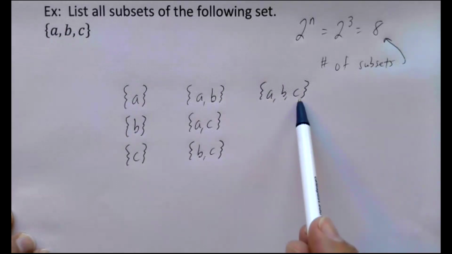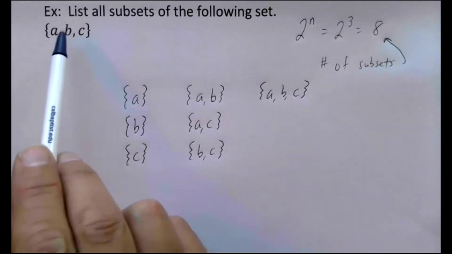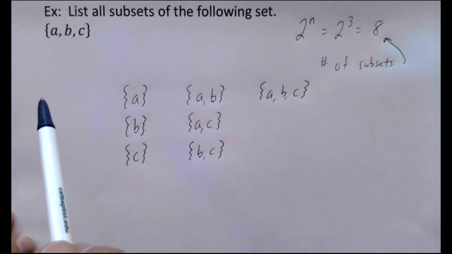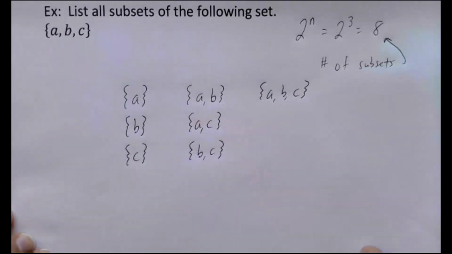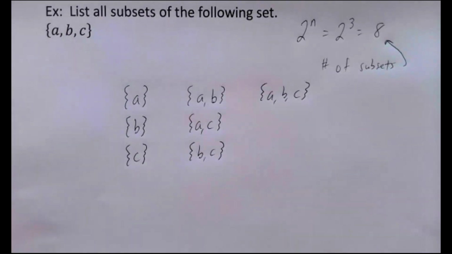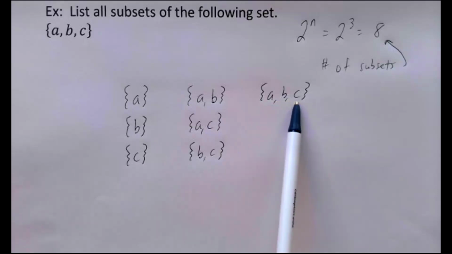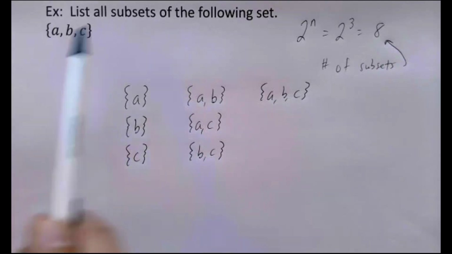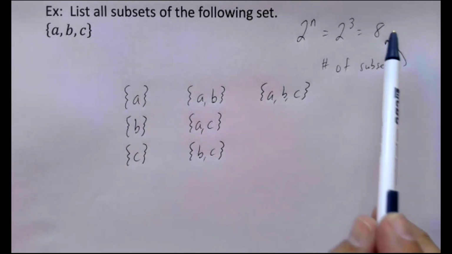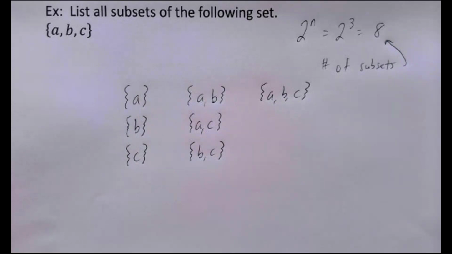The entire thing is considered a subset of itself. That's kind of weird, but it is. It's not a proper subset. Remember, that was a different definition. This is not considered a proper subset of this, but it is considered a subset. But we're only at 7 of them now. We needed 8. We know we needed 8. It says it right there. So we're missing one. Which one are we missing?